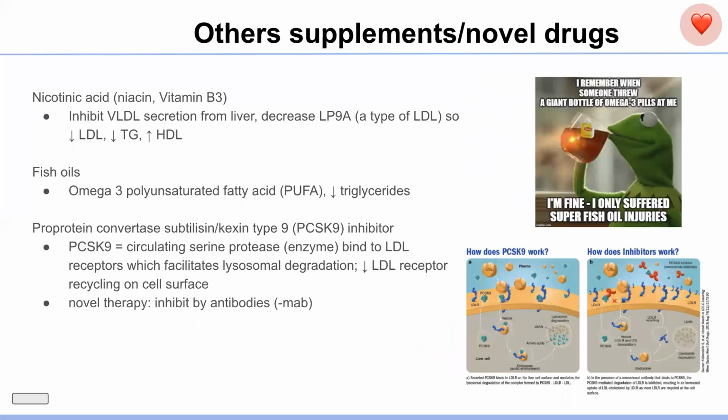Some others to briefly mention. So nicotinic acid inhibits VLDL secretion from the liver, decreasing LDLs, triglycerides, and increasing HDL. Fish oils, there's evidence that shows omega-3 fatty acids lower LDLs and increase HDLs. And PCSK9 inhibitors are a novel antibody therapy. PCSK9 is basically an enzyme that binds to LDL receptors in the liver and facilitates degrading of these receptors by lysosomes. So when inhibited by antibodies, less of these receptors are degraded and more recycled to the cell surface. So more LDL uptake occurs in the liver.